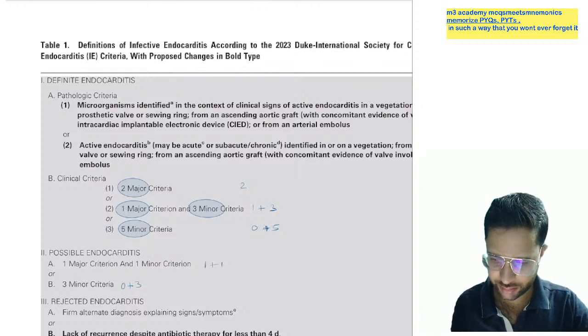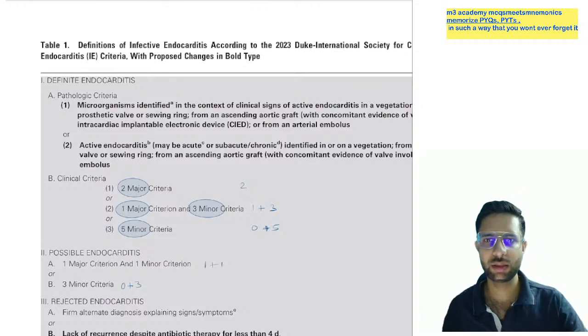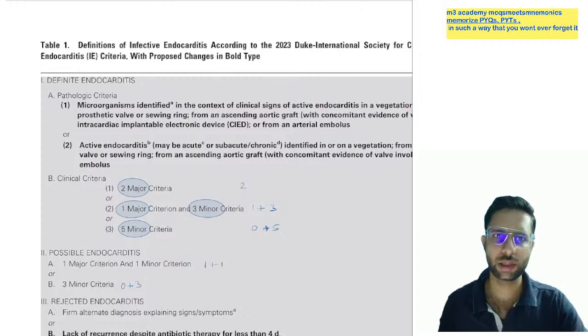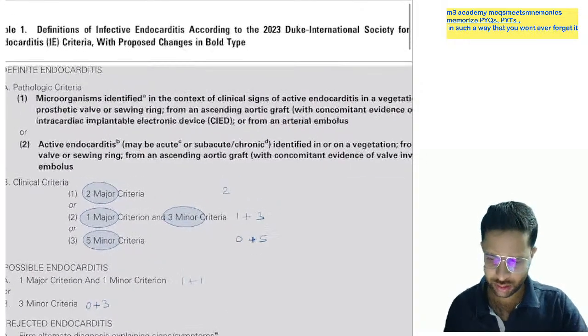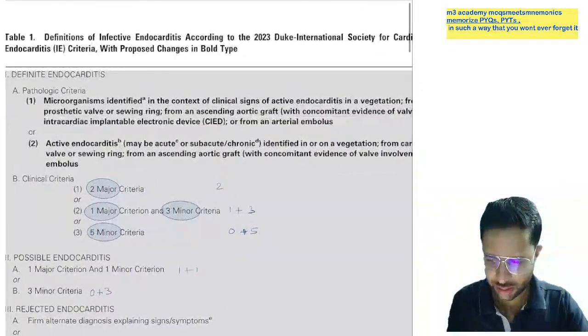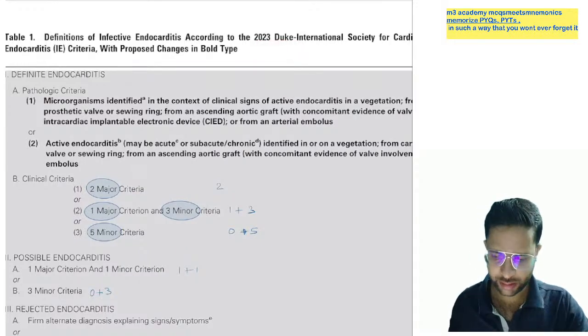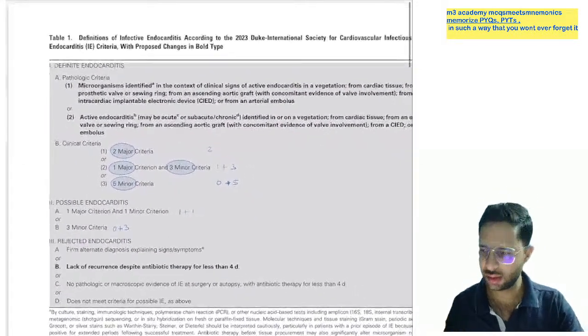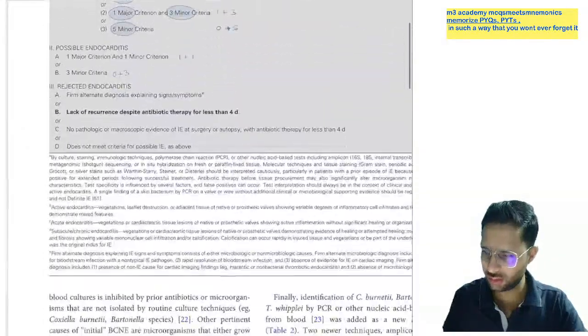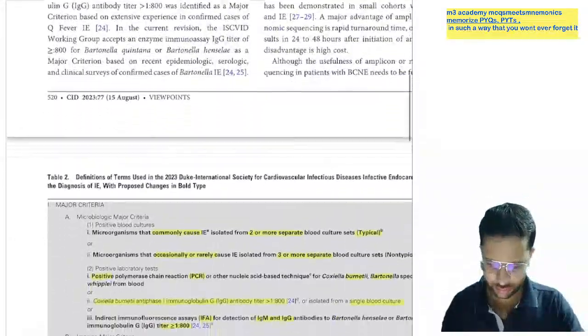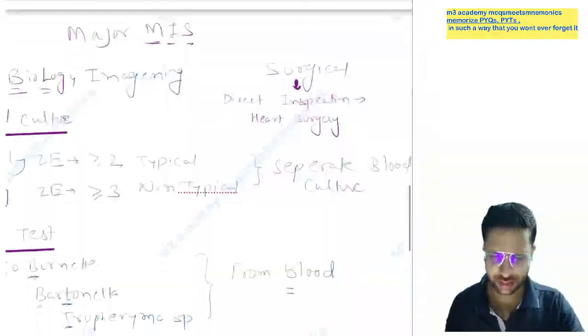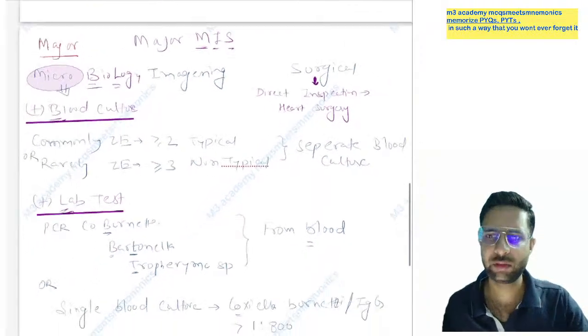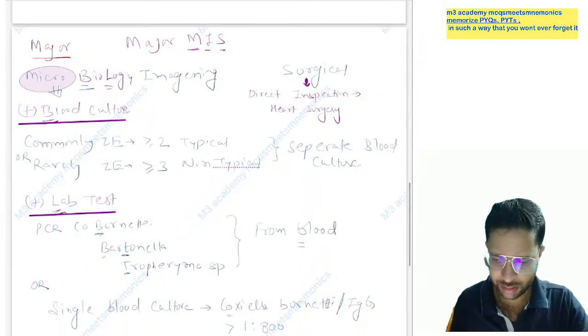In this session, we are learning about updates in the Duke criteria for infective endocarditis. So this is the original document which represents the updates in the 2023 Duke criteria. First we see the simplified version, then we see the original version of these updates. So this simplified version of the updates in infective endocarditis includes major and minor criteria.